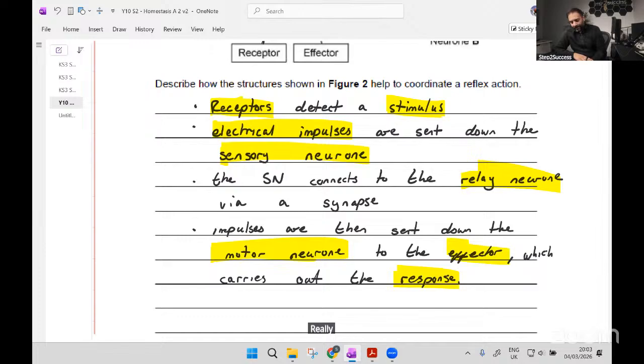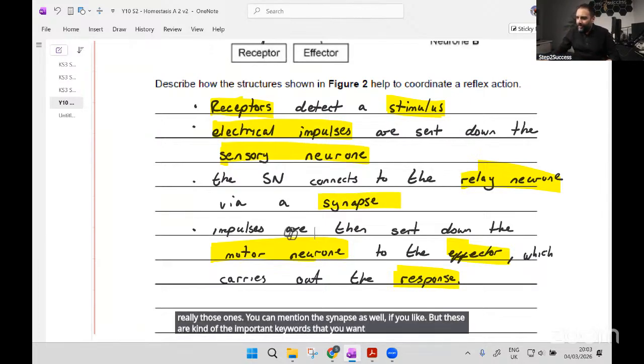Really, those ones. You can mention this synapse as well if you like, but these are the important key words that you want to mention.